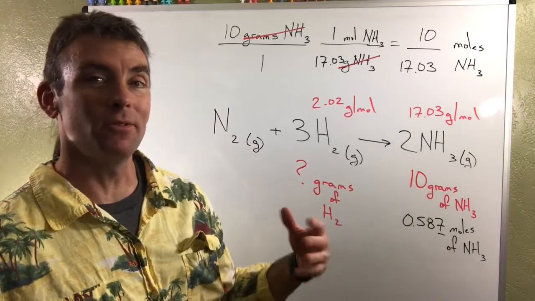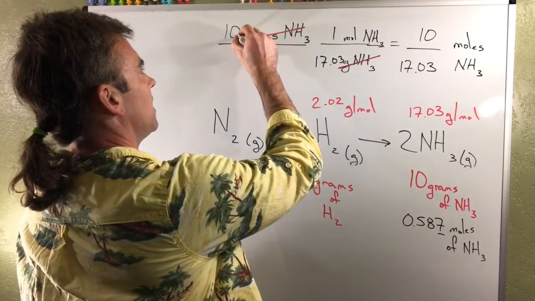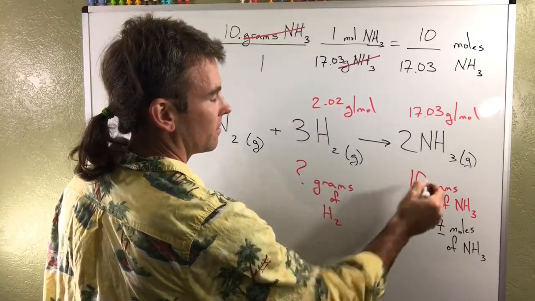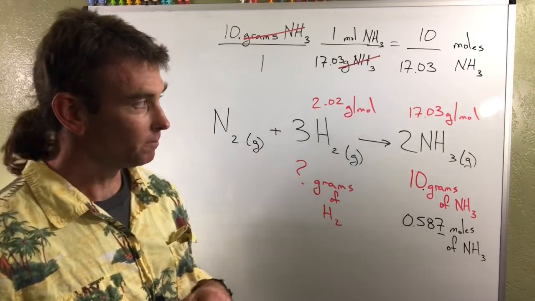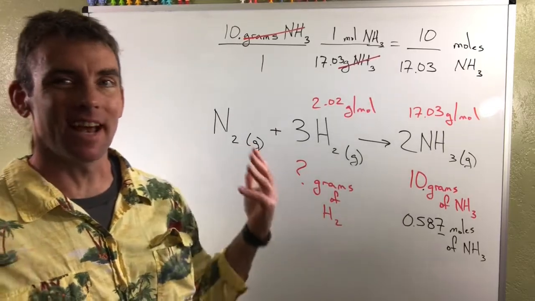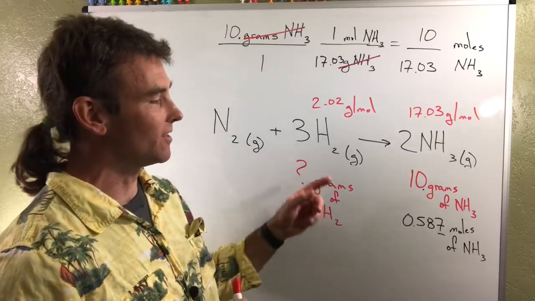By the way, in terms of my sig figs, I assumed that this was a 10, so that we actually have 2 sig figs in our calculation here. And honestly, I don't care too much about sig figs. I'd rather have you guys understand what's going on in these numbers.